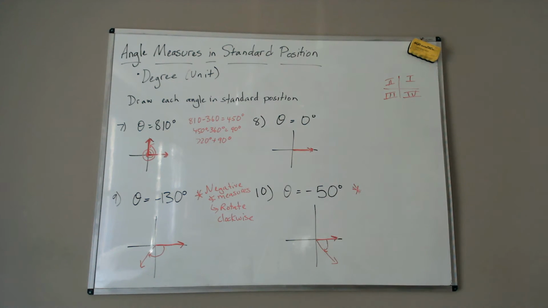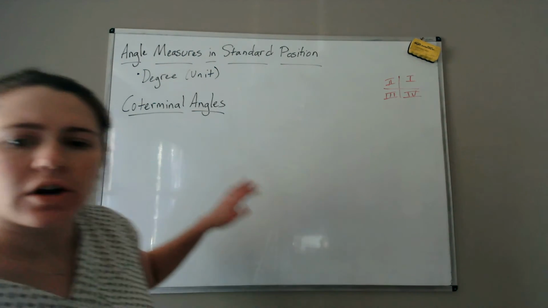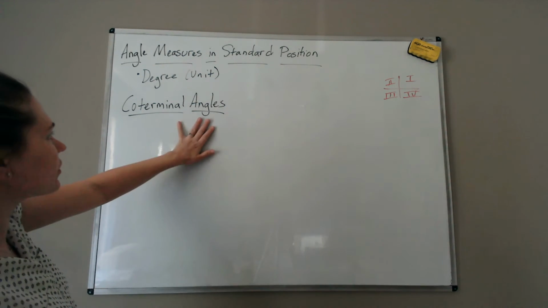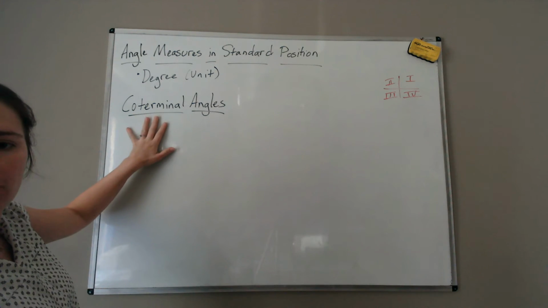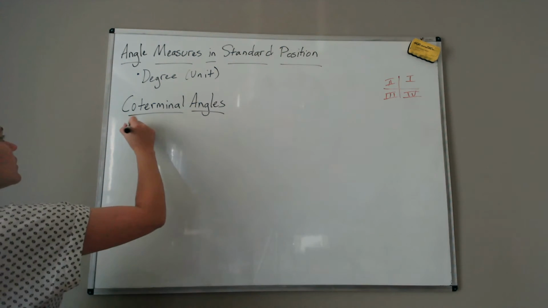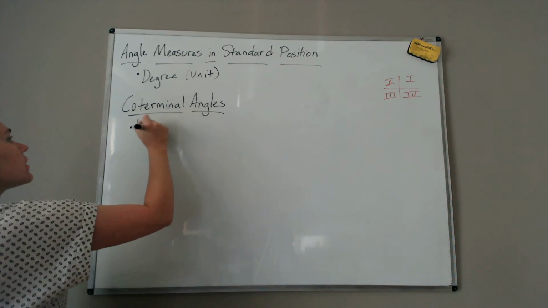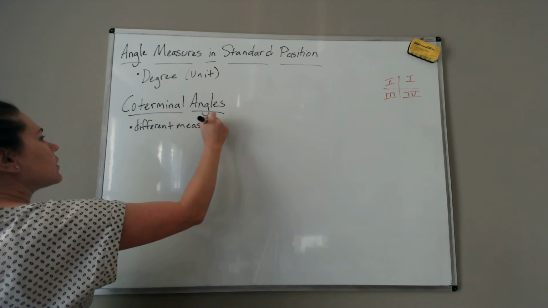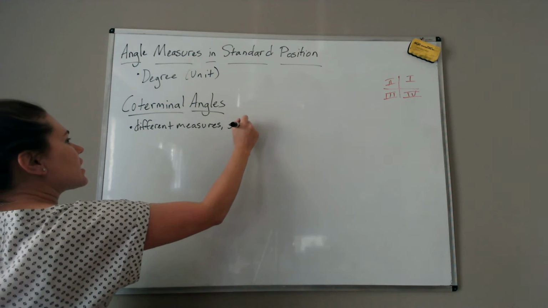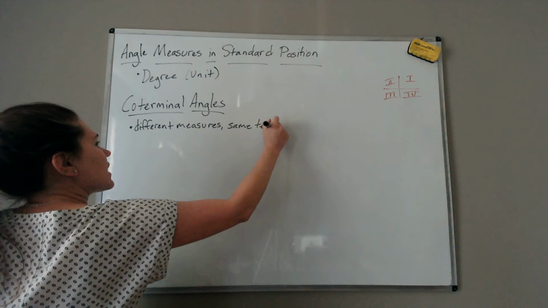Now we're going to talk about a few more things having to do with angles. What we're going to go over next is called coterminal angles. And so angles are coterminal if they have different measures but the same terminal ray.